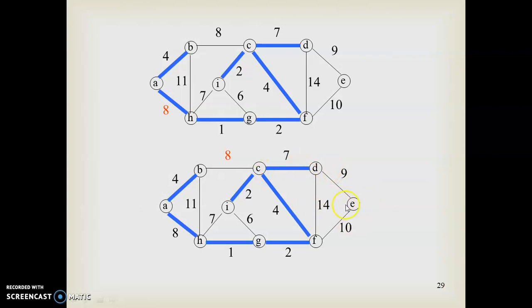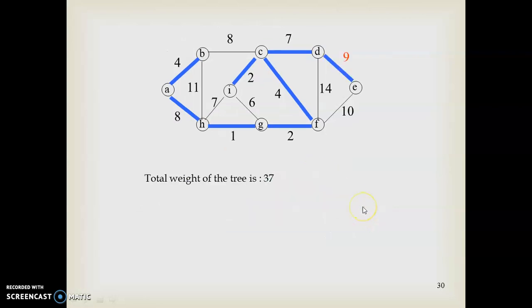Then the leftover is E, so you have to include E in your spanning tree. That is why we include 9 as the edge. Again, if you add all the darkened or blue marked edges together, the total weight comes to 37. So the total weight for forming this spanning tree is 37, which is again equal to Prim's.